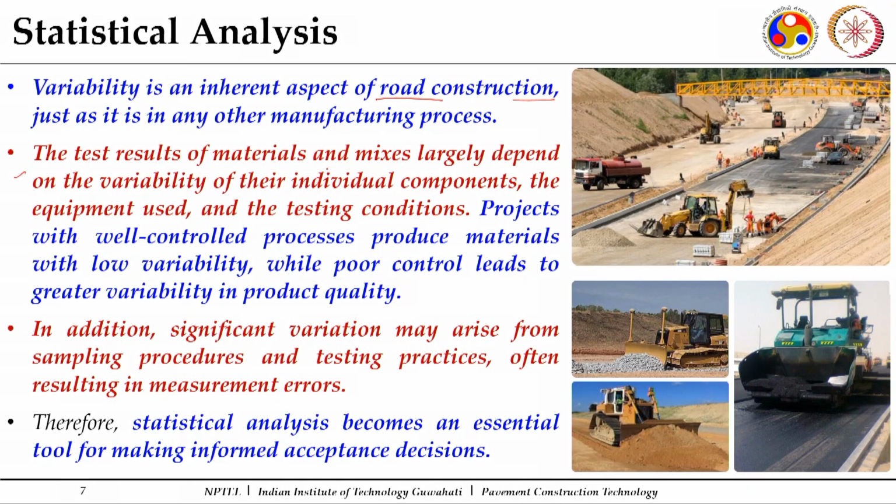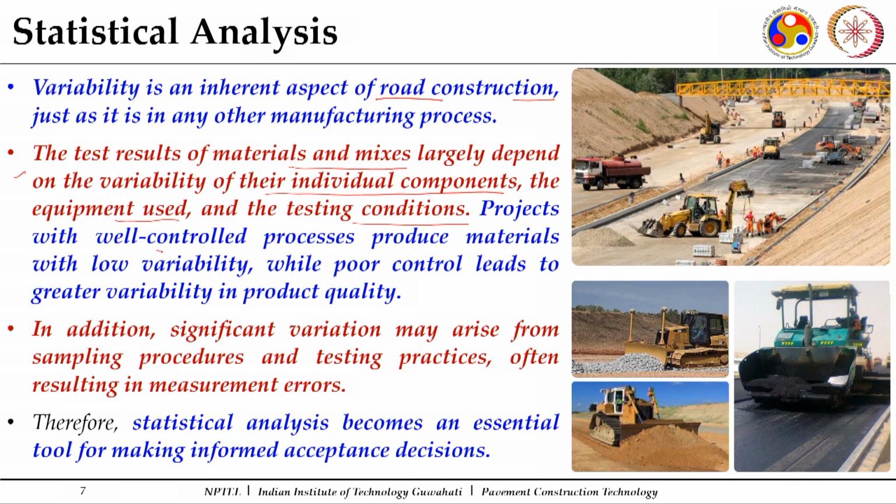So the test results of a material or a mix which is produced largely depend upon the variability of their individual components. Say a mix is produced: in the mix the aggregates are there, the gradations are there, different sources of aggregates are there, so individual components' variability can lead to the variability of the final product. The equipment used, the production equipments, the compaction equipments, and even the equipments used for measurement under different conditions, may introduce some variability into your test results.